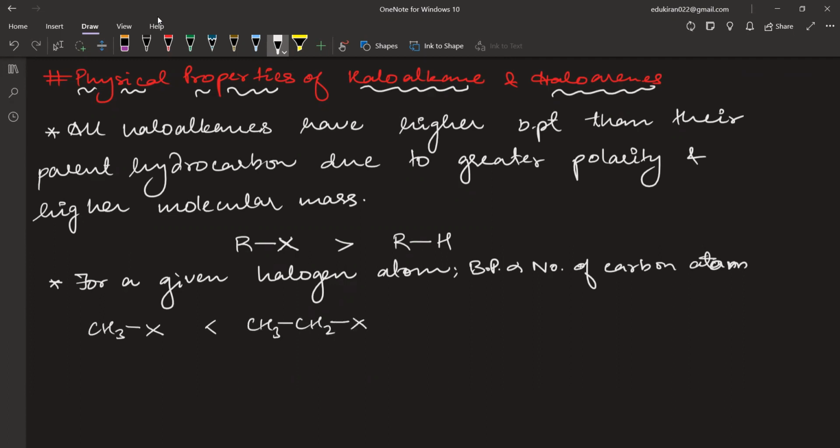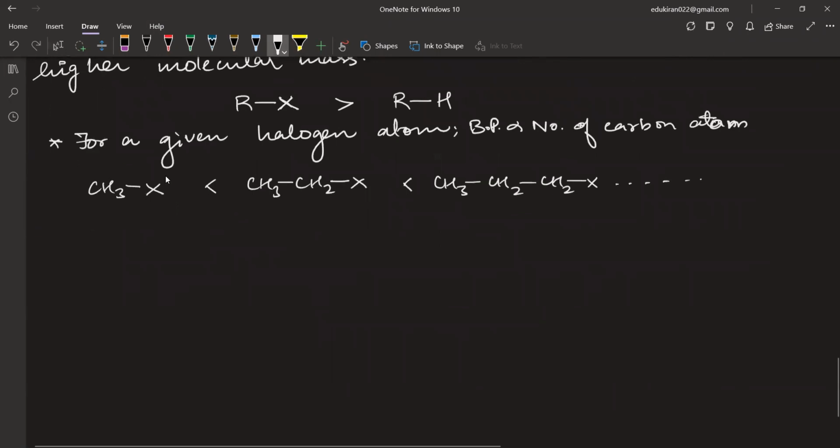Now this X and the first X should be same. We have to keep the X common, that is the halogen common. Followed by CH3CH2CH2X. So if everything is same and only the number of carbon atoms are increasing, then we will say that as the number of carbon atoms increases, the boiling point also increases. Right, the next point.